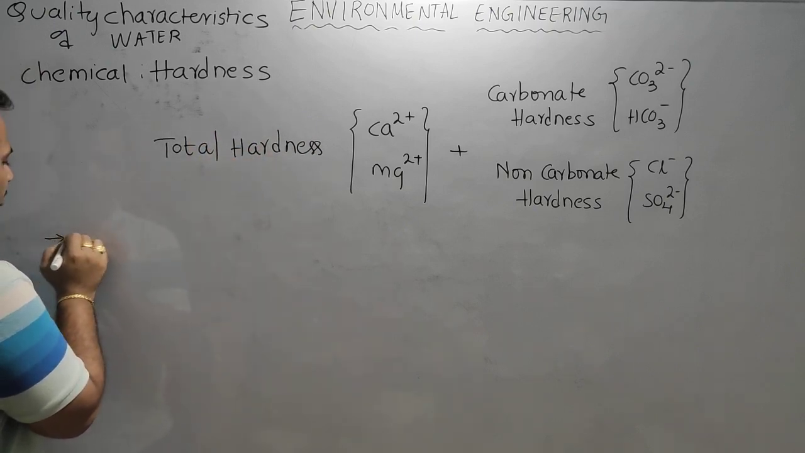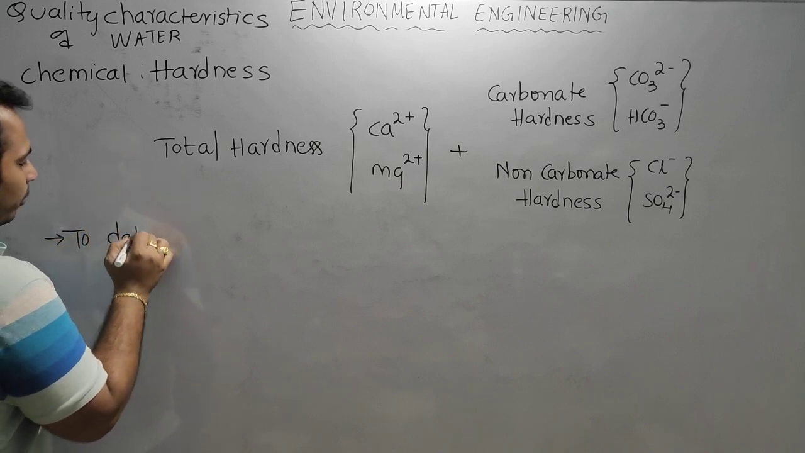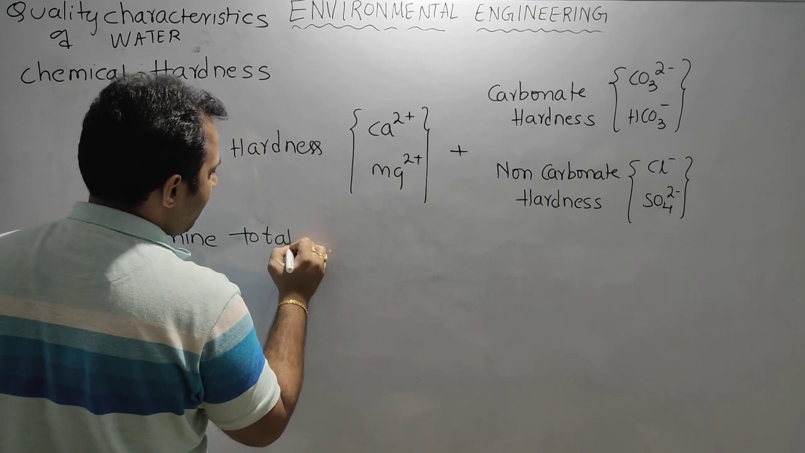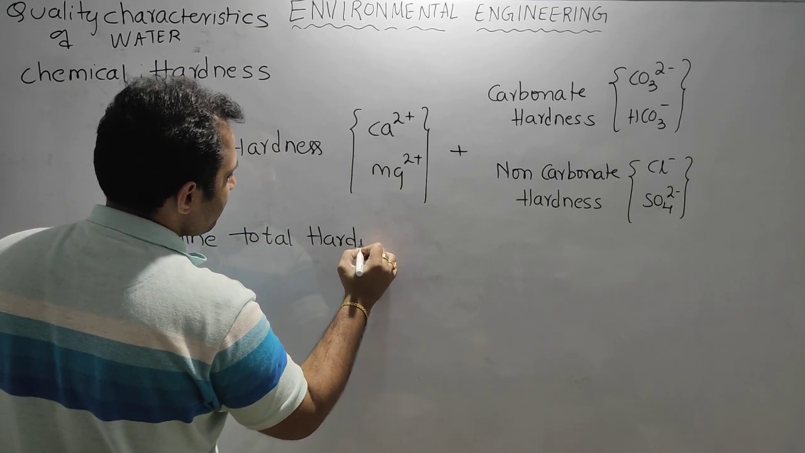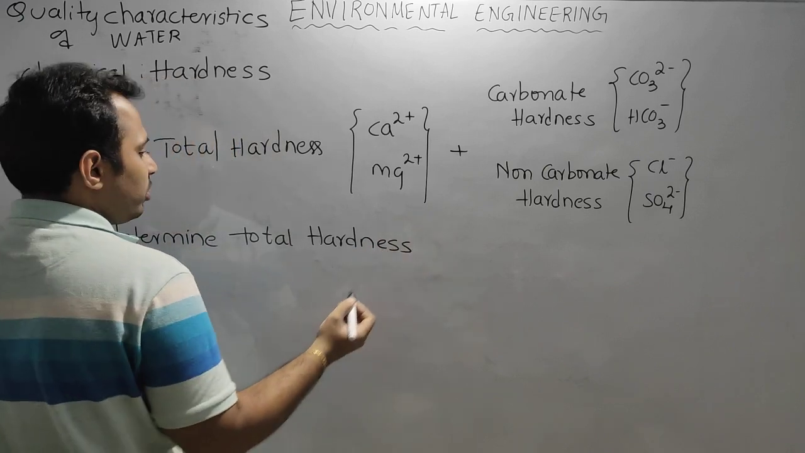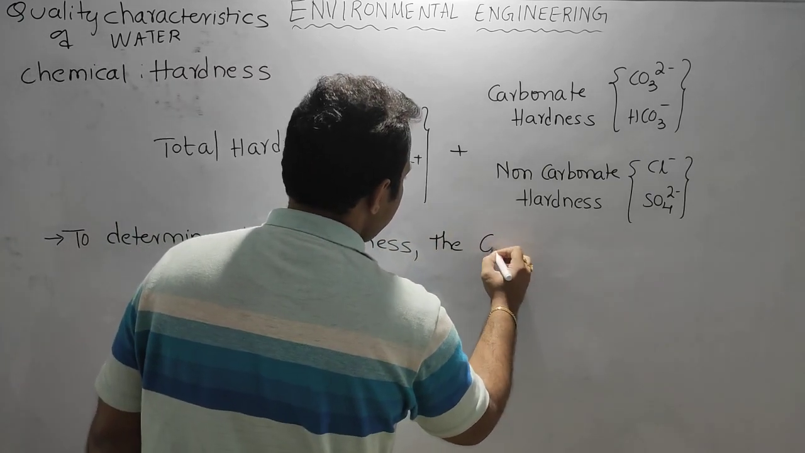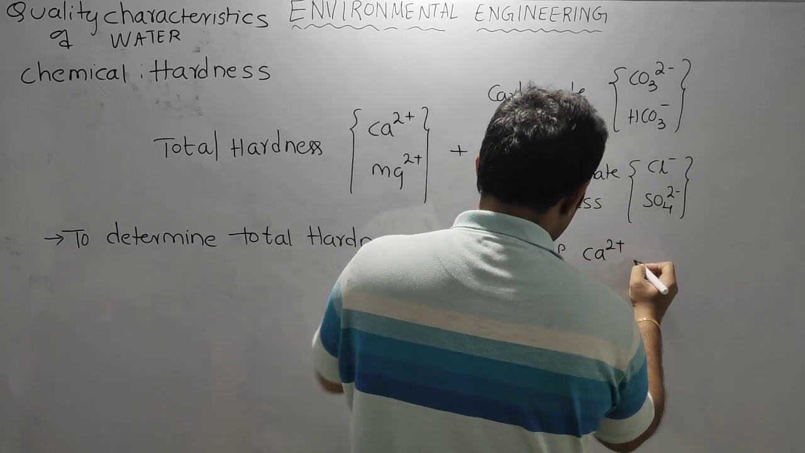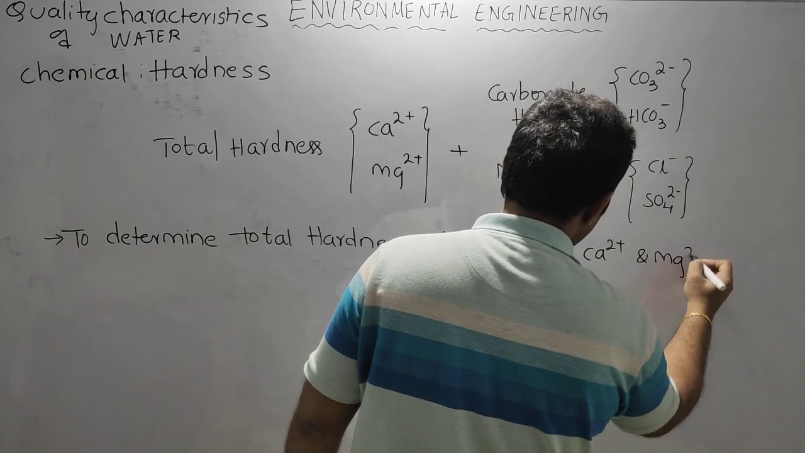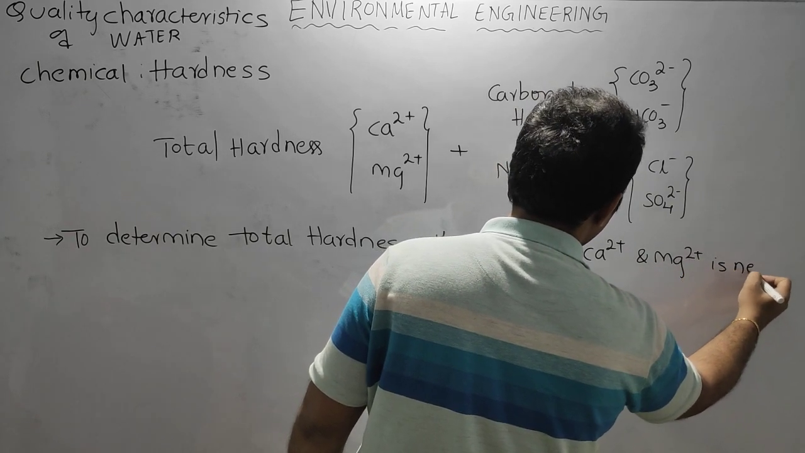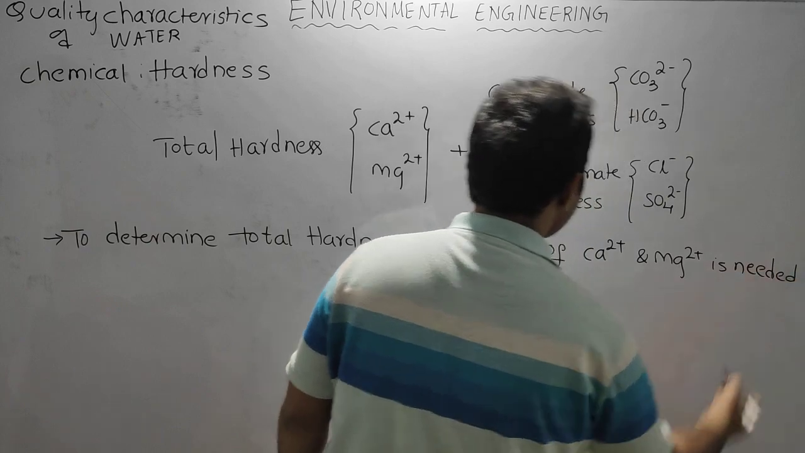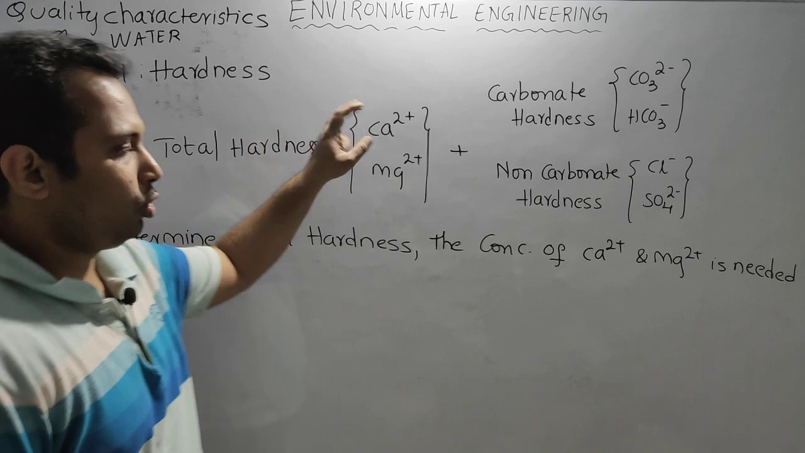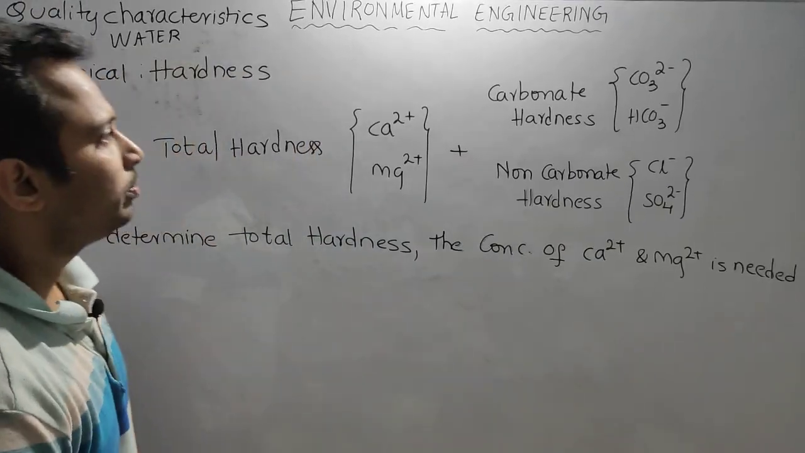Okay, to determine total hardness, the concentration of Ca2+ and Mg2+ is needed. So by doing titrimetric procedures, we will determine the Ca2+ and Mg2+ concentration. Now we got total hardness.